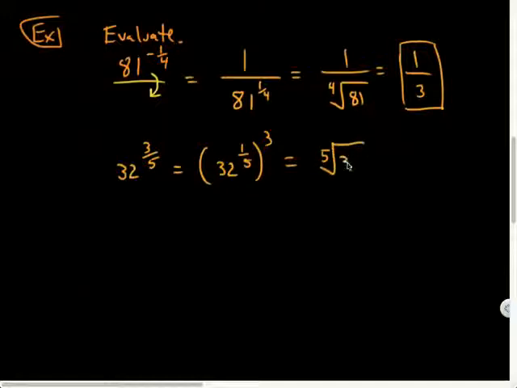The fifth root of 32, all to the third. Let's see, I'll continue down here. Because a fractional exponent, its denominator becomes the index of your radical. So this guy became that guy. This guy became that guy.